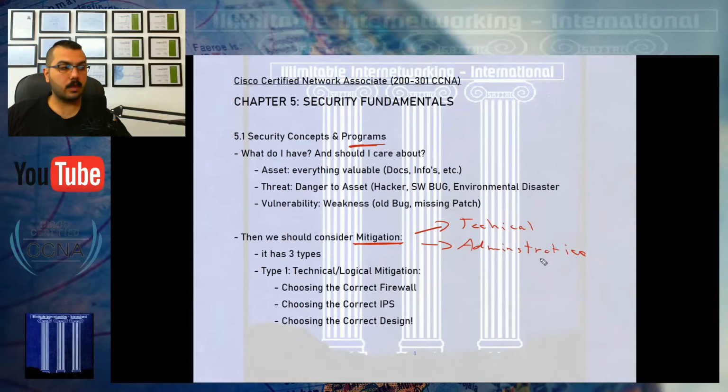Actually, this is called administrative for two reasons. First, it is applied by the network admin. It really shouldn't be applied by the network engineer. Maybe you are the network engineer, but not the network administrator. So the administrator will apply those solutions. And the other reason it is called administrative is that it is applied from a perspective of administrating the entire company, not just the network.